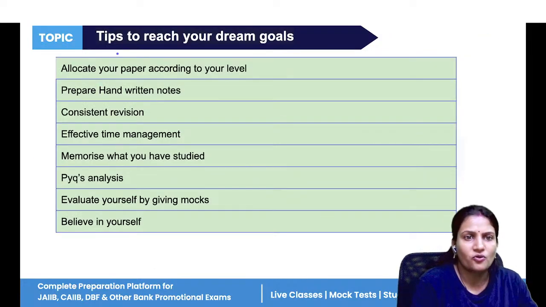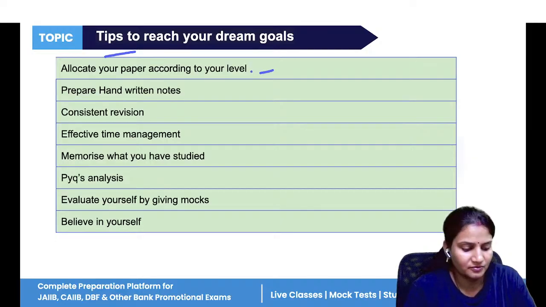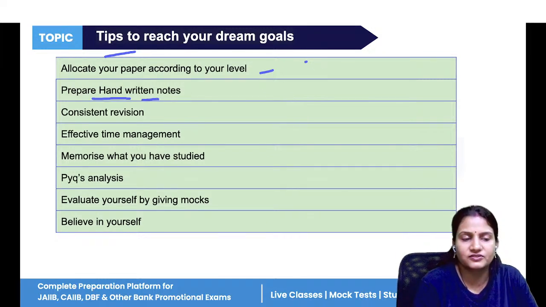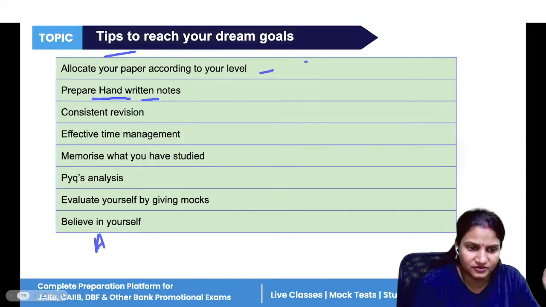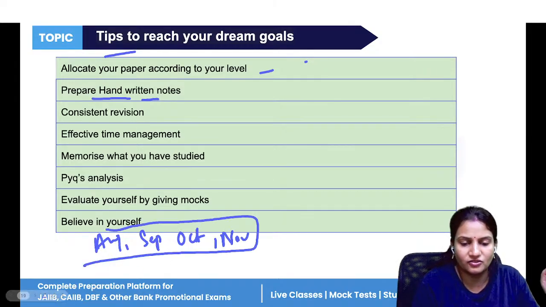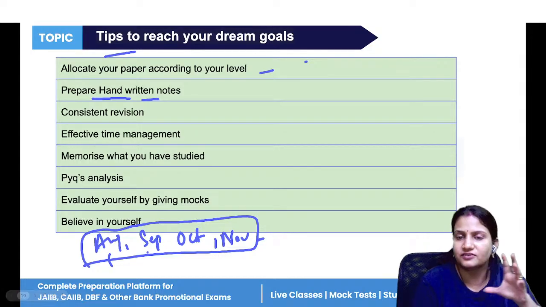Now, some more tips to reach your dream goal. First, allocate your paper according to your level. If you want to start from the easiest one, you can; if you want to start from the tough one, you can do that. Prepare handwritten notes. Forget the month of July. You have August, September, October, and November in your hand. You have 4 months, and if you prepare well in these 4 months, you can easily qualify your paper. So 4 months are sufficient for you.